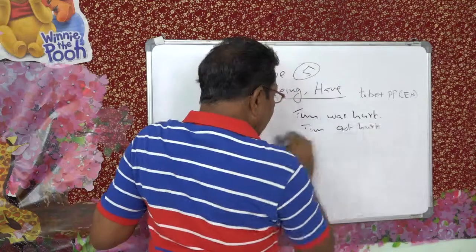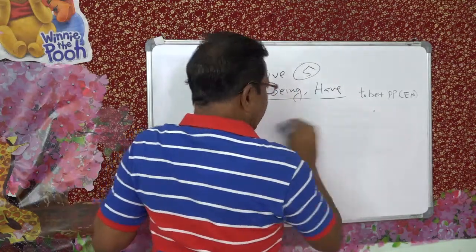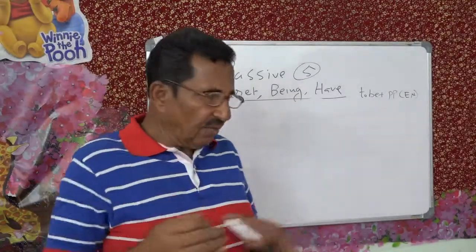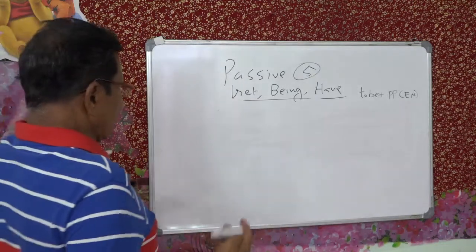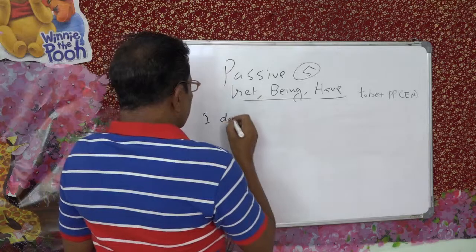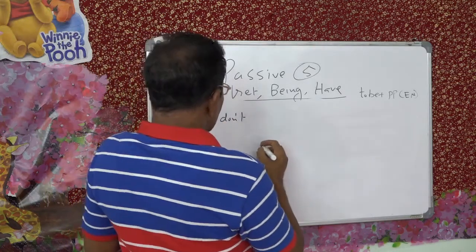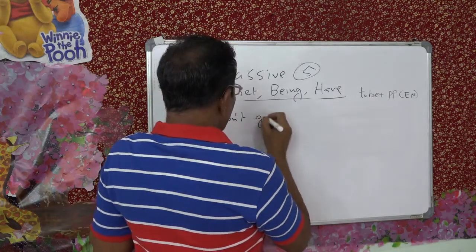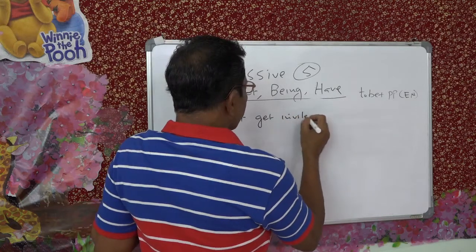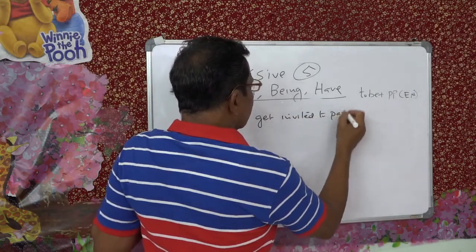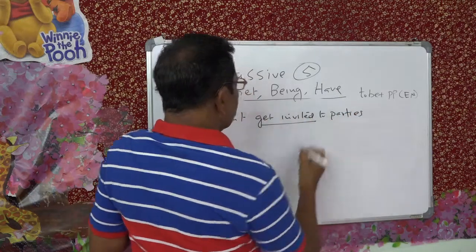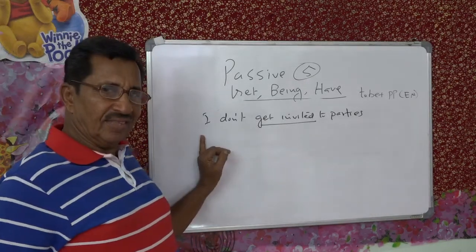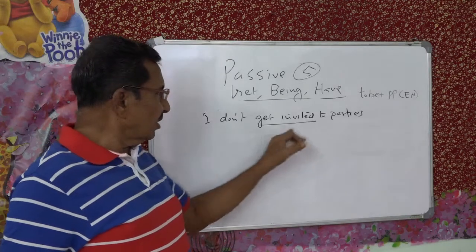So the point to remember is that when the person is hurt, the person is affected, one way or the other, you can use get. See, you can say: I don't get invited to parties. So get invited is passive. And here, get invited affects I, the subject. So I don't get invited to parties.